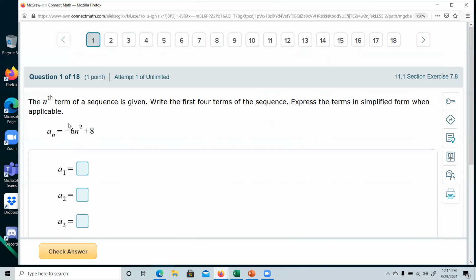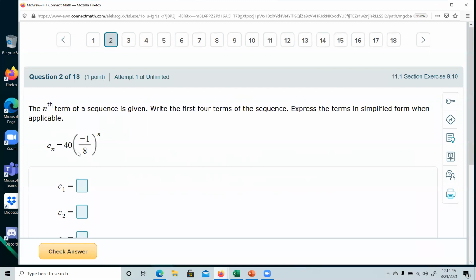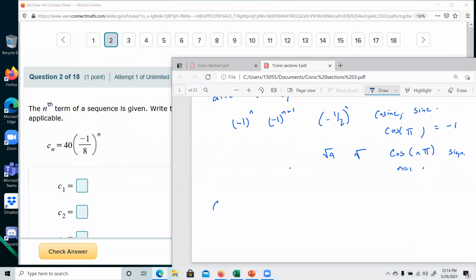So we'll start with number 2. We won't start with 1 this time. This is 40 raised to the -1/8 raised to the n, and I'd like to see how we start this. So c sub 1 is 40 times -1/8 to the 1 power. That's just going to be 40/8, which is -5. C2, 40 times -1/8 squared, is going to be 40/64.